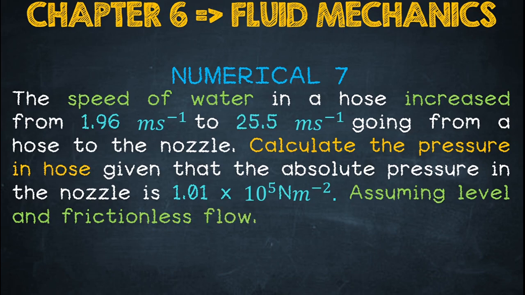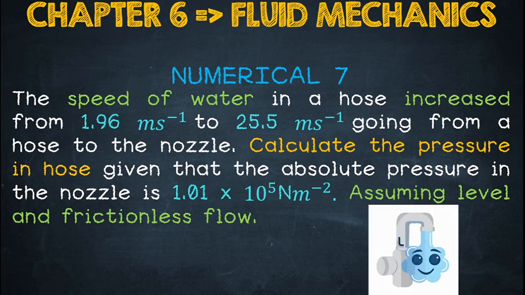We are basically taking the example of an ideal fluid, and it is given to us that the speed inside the hose was 1.96 meter per second. When it is coming out of the nozzle, the speed has become 25.5 meter per second. The pressure acting on the water when it is about to come out of the nozzle is atmospheric pressure, that is 1.01 into 10 raised to 5 Newton per meter square. We have to calculate the pressure of water inside the hose.